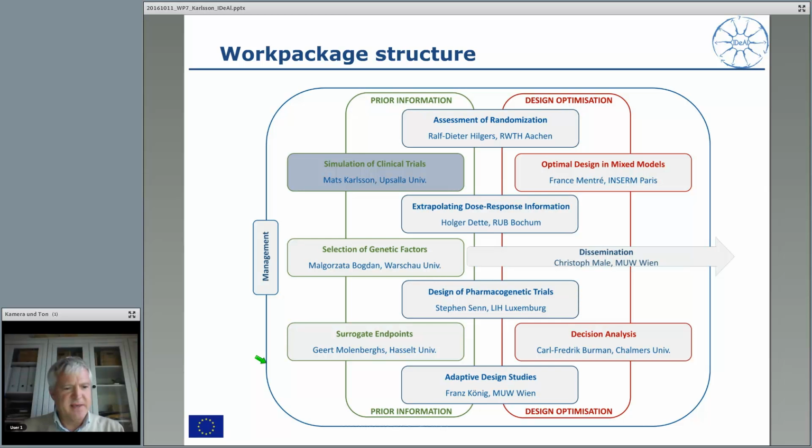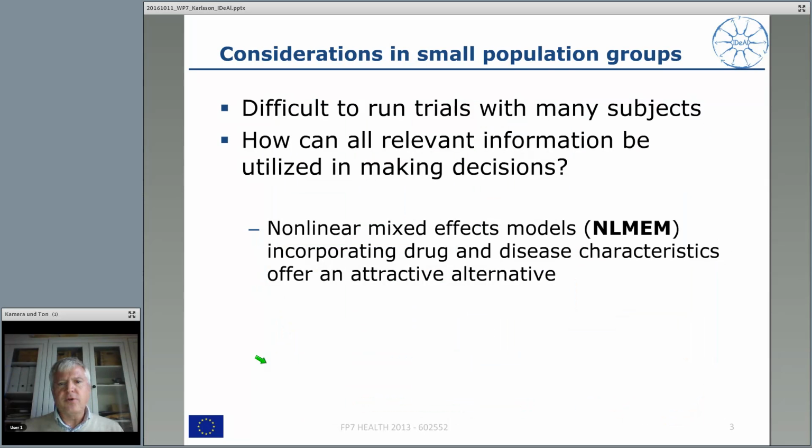So simulation of clinical trials and the models we're using in simulation and also for other purposes here are the mixed effects models. So this project concerns trials in small population groups, and it's been obvious that it's difficult to run trials with many subjects. So the question is, how can we maximally inform our decisions based on few individuals?